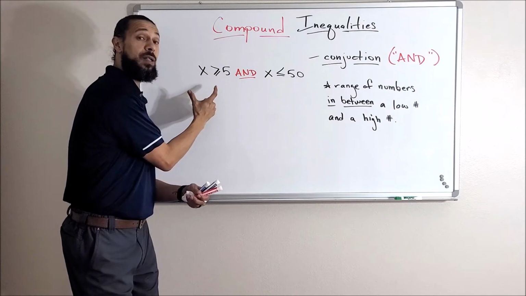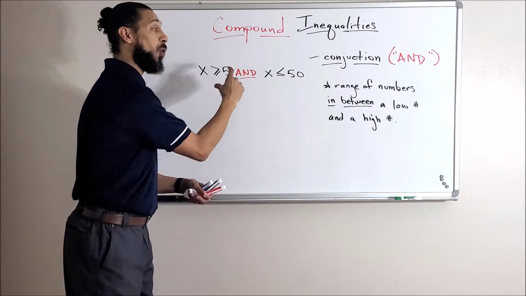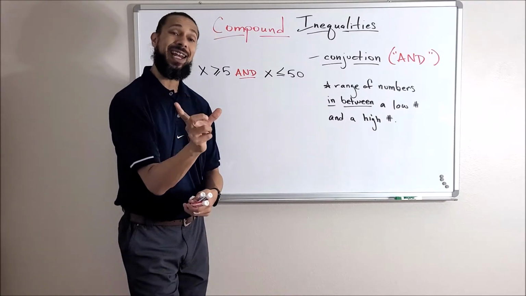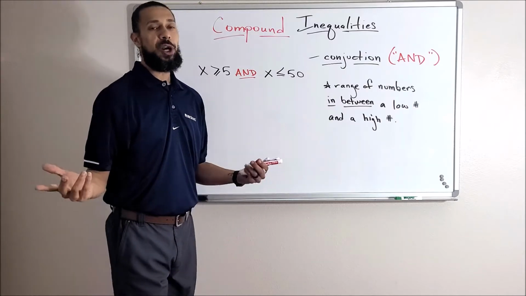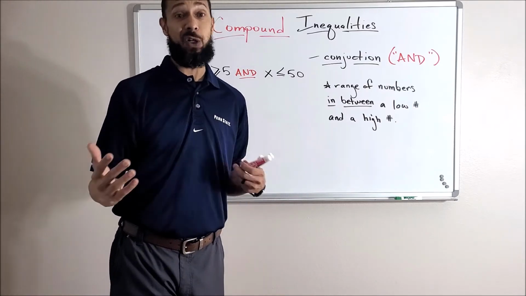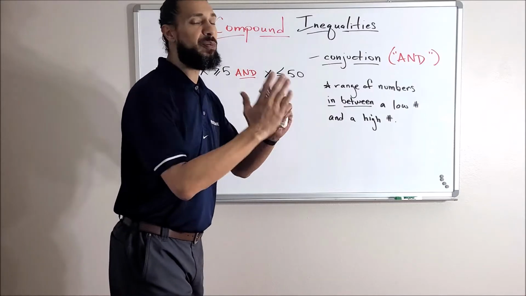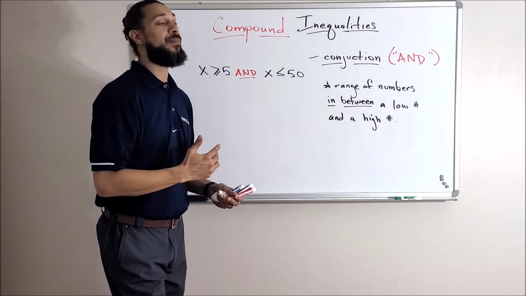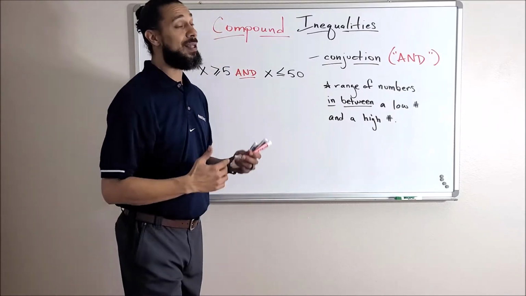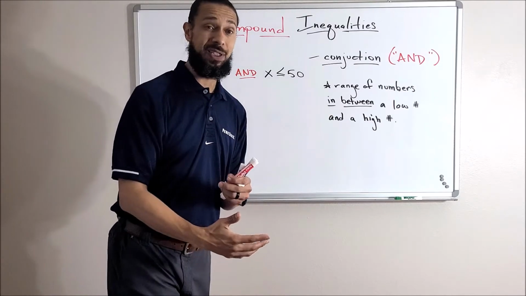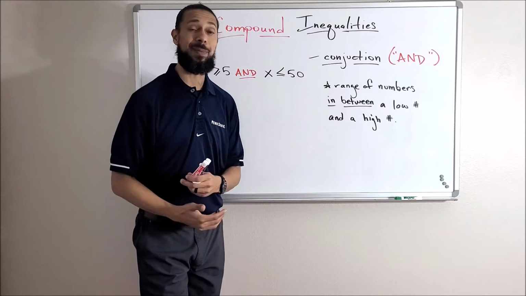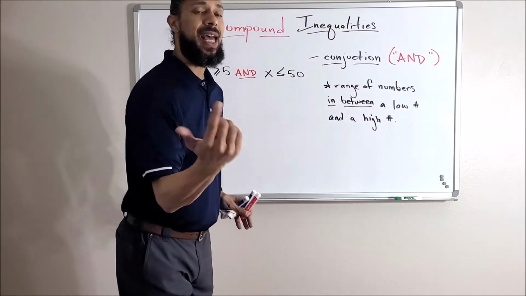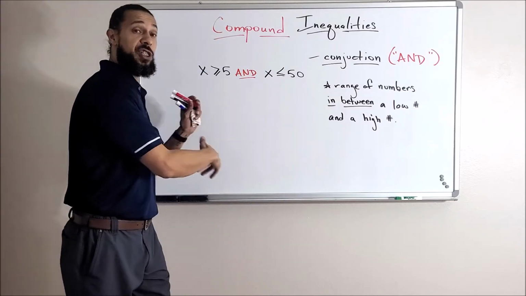Notice I have inequality number one, inequality number two, with the word "and" in between. Now we use conjunctions when we're talking about a range of numbers in between a low number and a high number. Real world example: think about how many meals you have in a week. If you have less than 5 meals in a week, that's a problem. You might need to eat a little bit more. And if you had more than 50 meals in a week, that's a problem because maybe you need to eat a little bit less. But that range of numbers in between 5 and 50, that's what we use a conjunction for. So this is what a conjunction might look like written out.